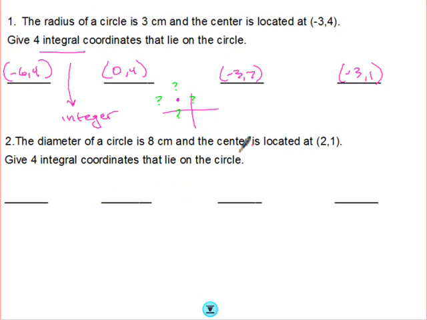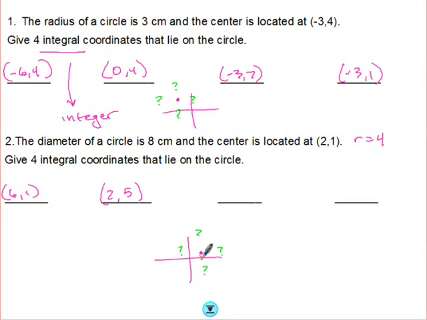Diameter of a circle is 8, which means the radius is 4. The center is at 2, 1. So again, 2, 1, we're here. We're going to go, I like the different colors, down 4, right 4, up 4, and left 4, and write down those 4 points. Okay, so if I'm at 2, 1, and I go right 4, then I'm at 6, 1. If I'm at 2, 1, and I go up 4, that would be over 2, up 5 now. I added 4 to the y value.